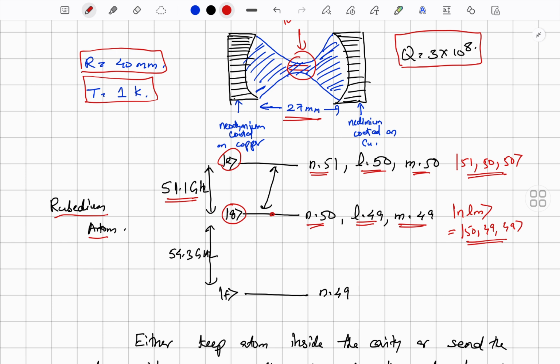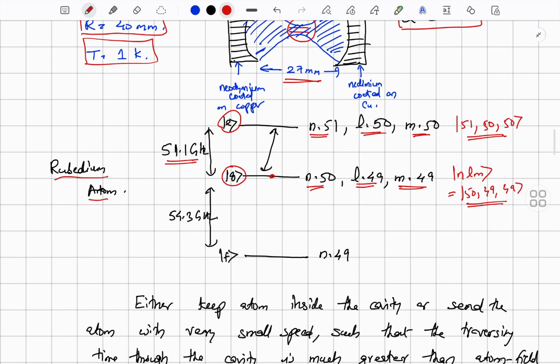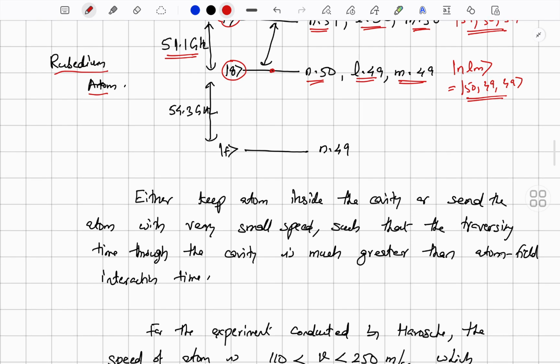Okay, now in order to ensure the interaction between the atom and field, the atom must be within the cavity, but that is very difficult to achieve. It is possible to keep the atom at the middle of the cavity, but experimentally it is not very simple. So what Haroche has done is, they have sent these atoms one by one through this cavity with very small speed. Okay, so there are two ways: either we keep the atom inside the cavity, or send the atom with very small speed, so that the traversing time through the cavity is much greater than the atom-field interaction time.